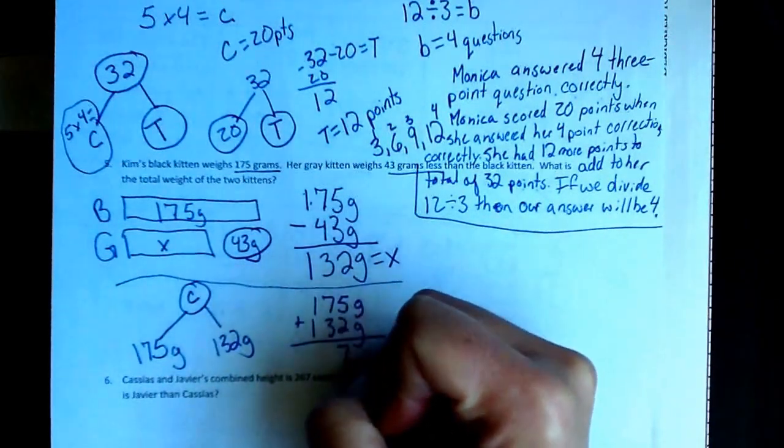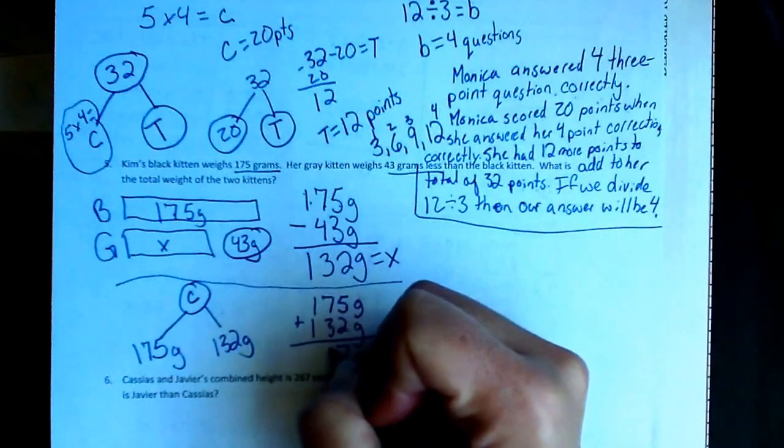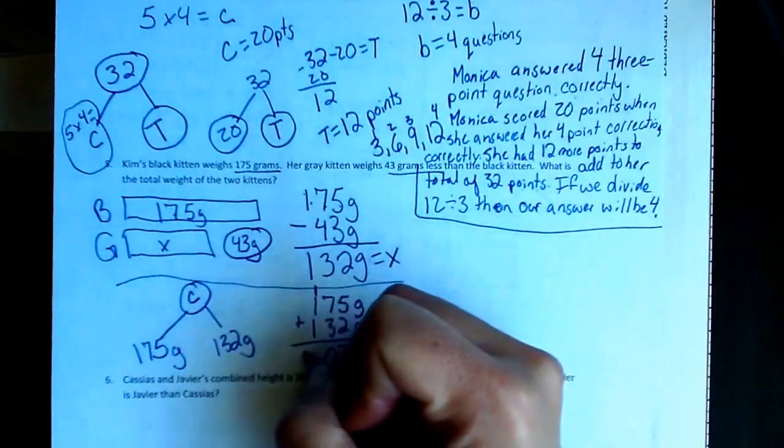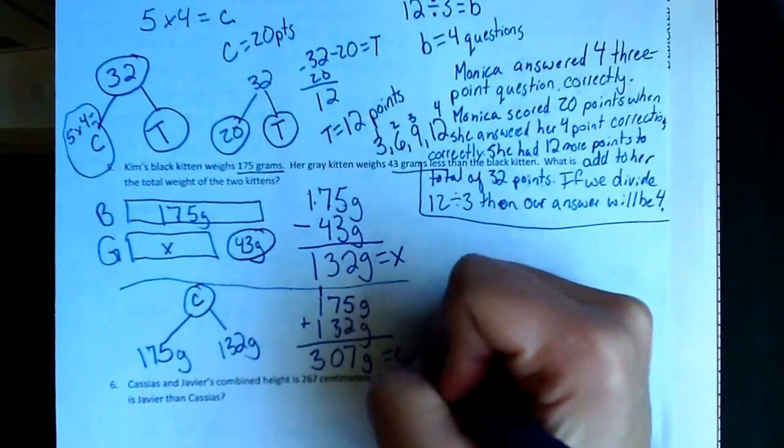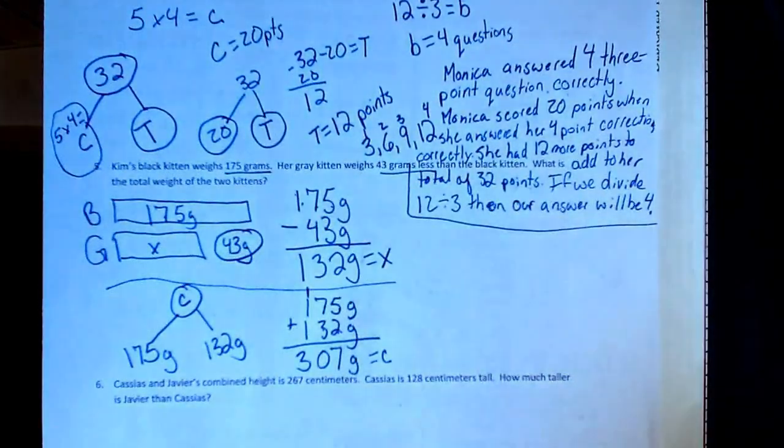5 plus 2 is 7. 7 plus 3 is 10, but I need to carry that over. My 2 cats together weigh 307 grams, which is the answer for C.